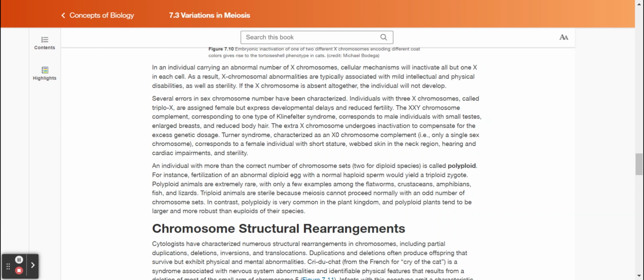Turner syndrome, characterized as an XO chromosome complement, meaning only a single sex chromosome, corresponds to a female individual with short stature, webbed skin in the neck region, hearing and cardiac impairments, and sterility. An individual with more than the correct number of chromosome sets, 2 for diploid species, is called polyploid. For instance, fertilization of an abnormal diploid egg with the normal haploid sperm would yield a triploid zygote.